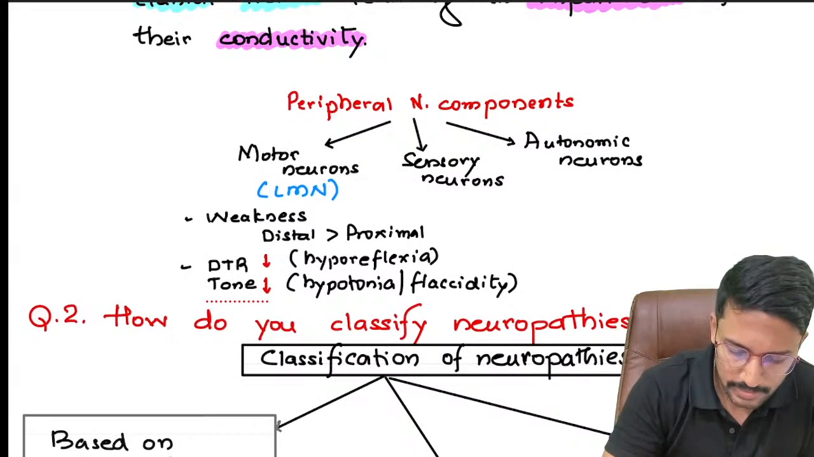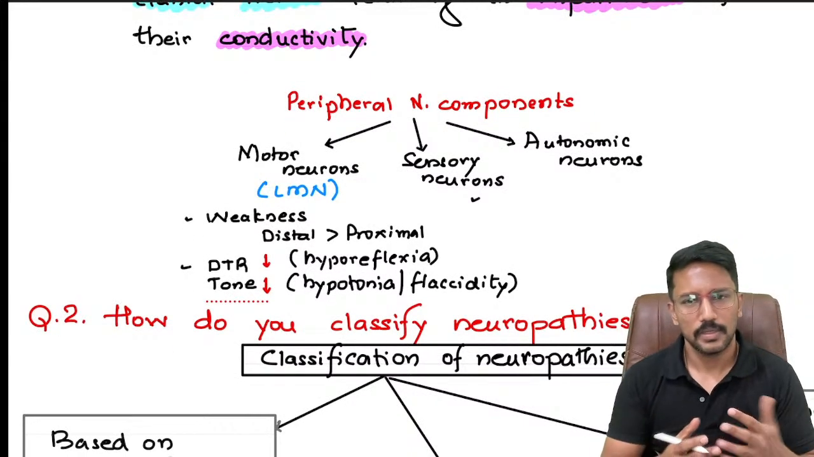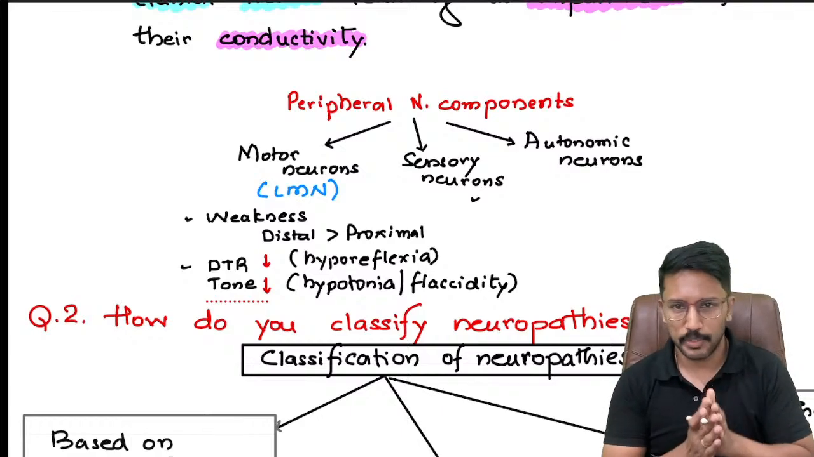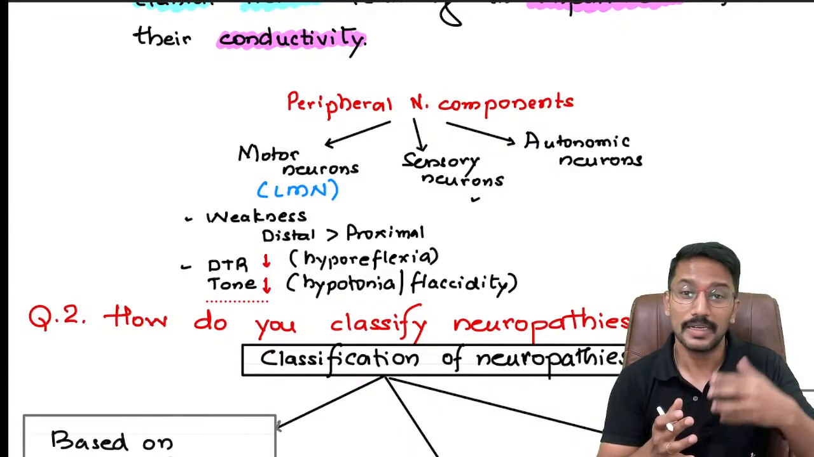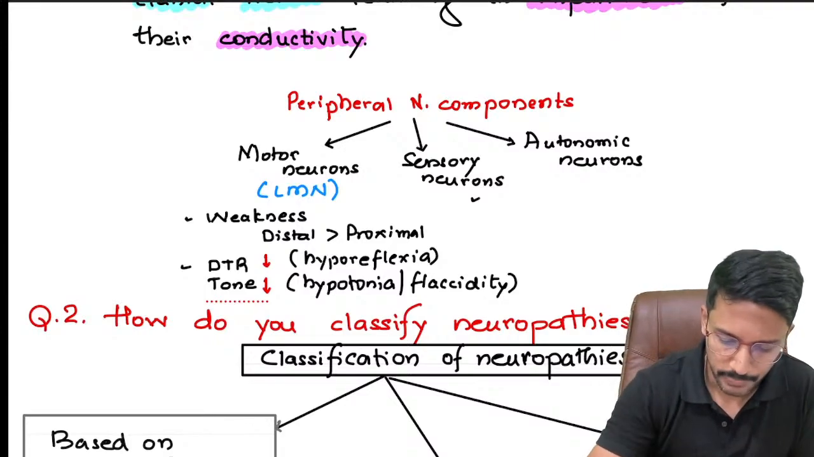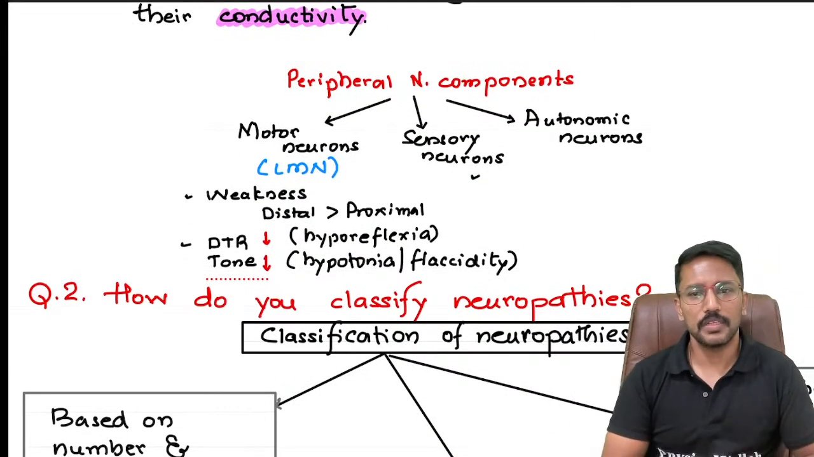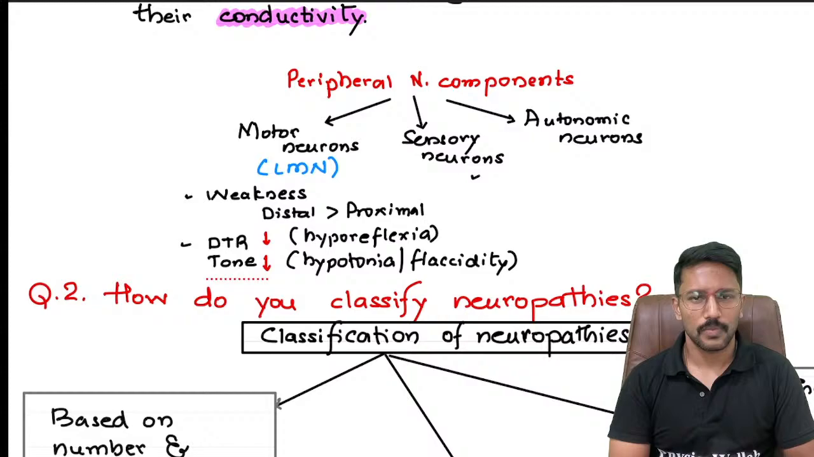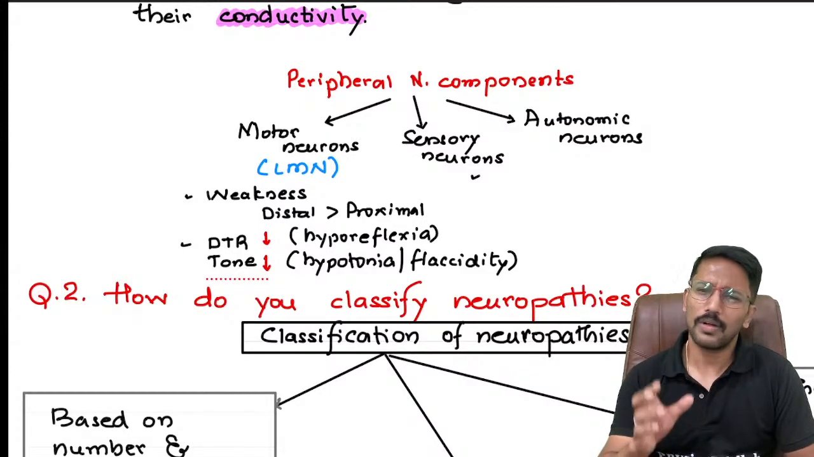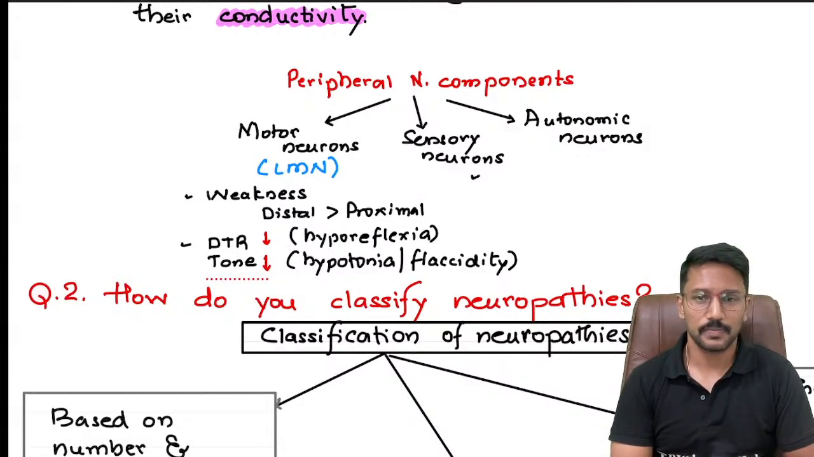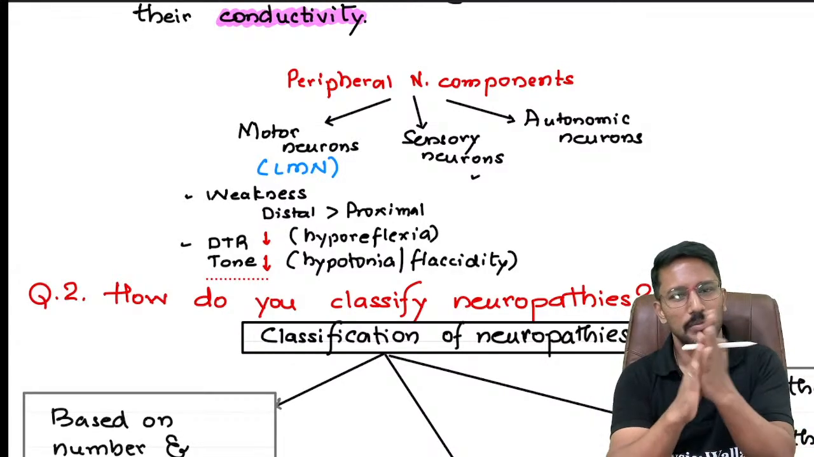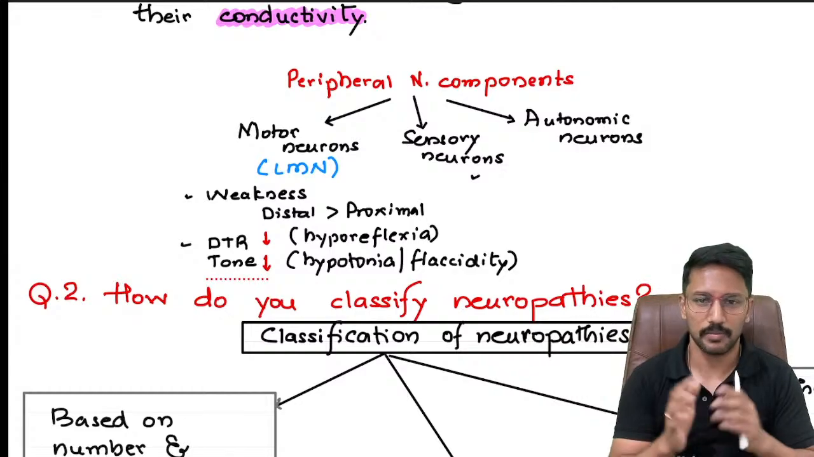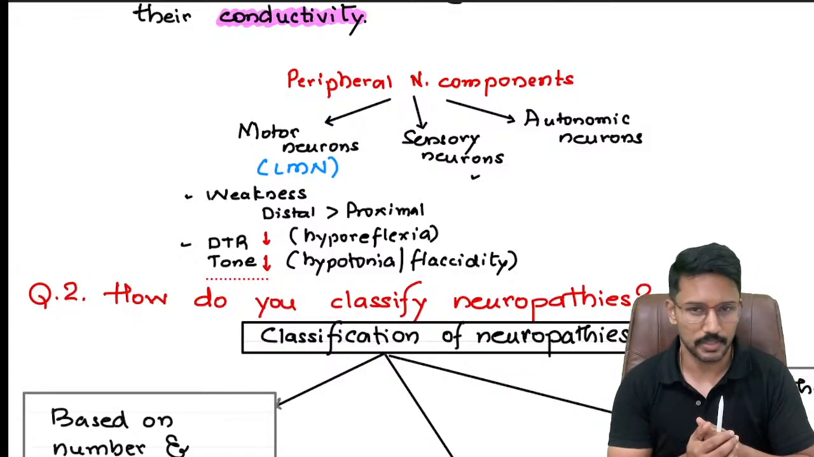Then we have the sensory neurons. When sensory neurons get affected, what will happen? We can lose the sensations carried by those neurons. And here also it is length dependent involvement, so we will have distal sensory loss. But whenever you see a patient with peripheral neuropathy, more than loss of sensations, what complaint brings them to the hospital? It is the presence of pain or some tingling numbness. They come saying that some tingling numbness or pain is there in my hands and feet. That is the usual presentation, right?